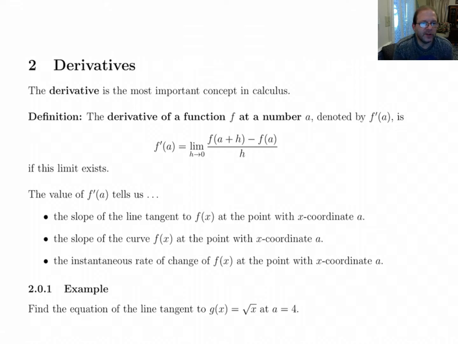All right, we're finally at the definition of derivative. The derivative is one of the most important concepts in calculus. It's definitely one of the top two along with integrals, which we'll see toward the end of the semester. The definition of the derivative is given by this. The derivative of the function f at the number a is denoted by this symbol here. This is read as f prime of a.